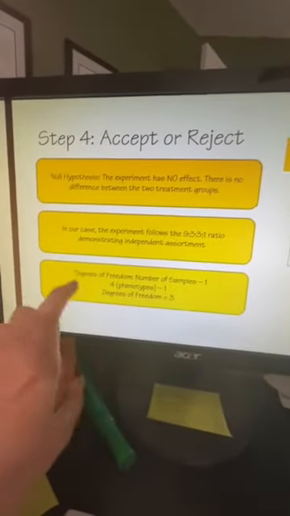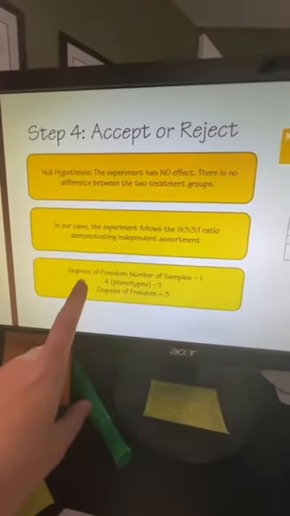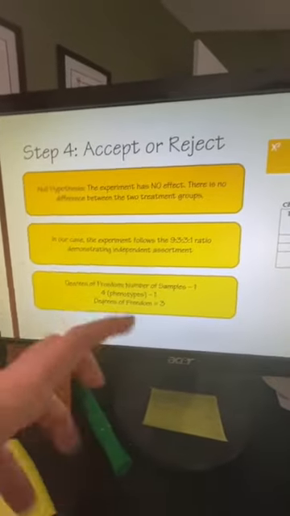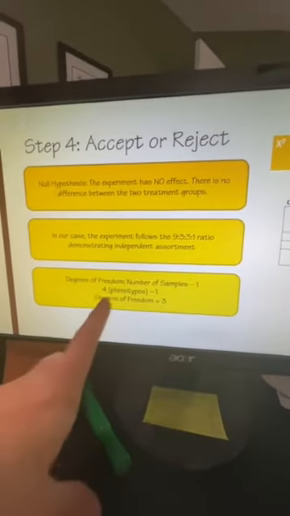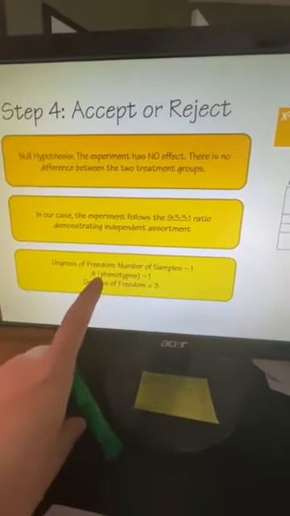So we should get our values to be the exact same as we expect them to be when we observe them. We should have very close numbers. So in our case, we're looking at, does the experiment follow that 9 to 3 to 3 to 1 ratio, and does it show us independent assortment? So we need to first find out what our degree of freedom is. Our degree of freedom is the number of samples we have minus 1. So I have 4 different phenotypes. I say 4 minus 1, so my degree of freedom should be 3.